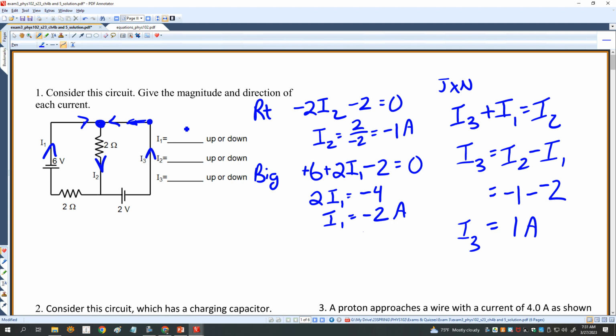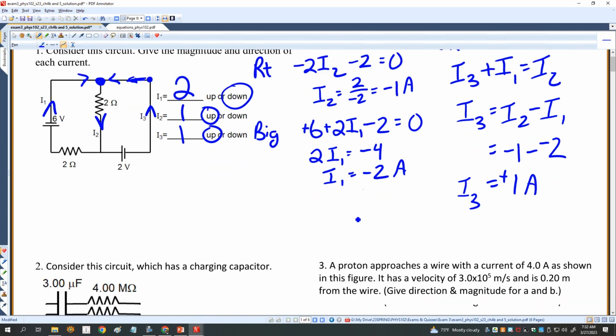So I have I1 is 2 amps. It's like I chose the direction incorrectly, so while I'd chosen it up, the direction is actually down. I2 is 1 amp. While I'd chosen it down, it should be up. And I3 is 1 amp. I'd chosen it up, and it is up because this current is positive. All right, I'll be looking for both the magnitude of the current and the direction.